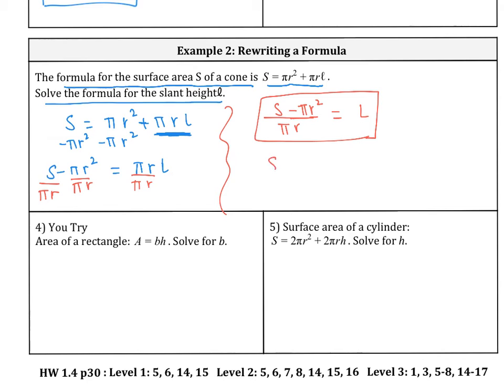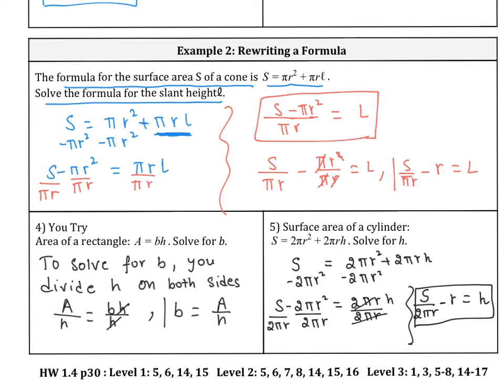You can also write this equation as S over pi r, and in the pi r squared over pi r, you can cancel the pi and pi, and one r cancels with the other r from the bottom. So the answer would be S divided by pi r, minus r, equals L.